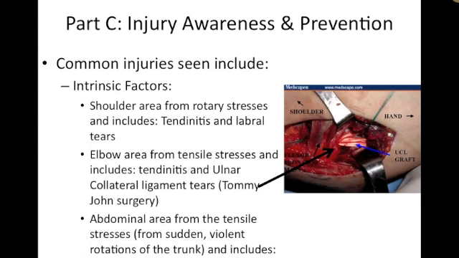Finally, another intrinsic factor that we can see involves the abdominal area, and once again, this is from tensile stresses, usually from the sudden, violent rotations of the trunk. And usually, the muscles that are involved in injury are the internal obliques.